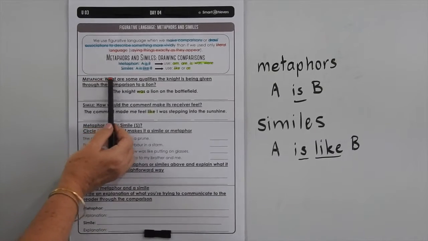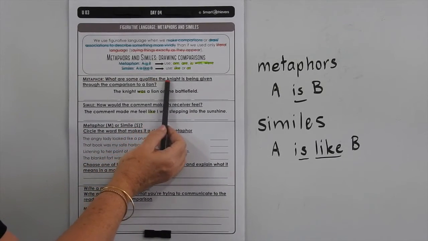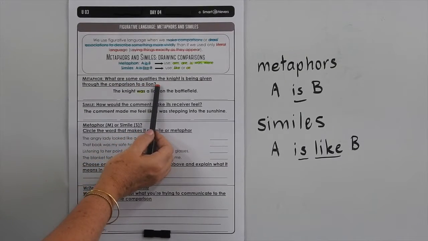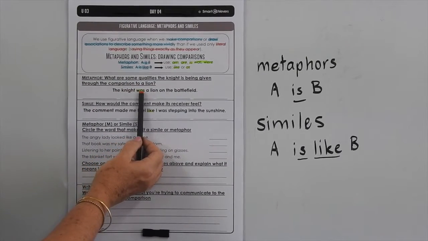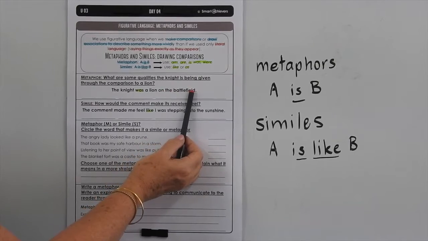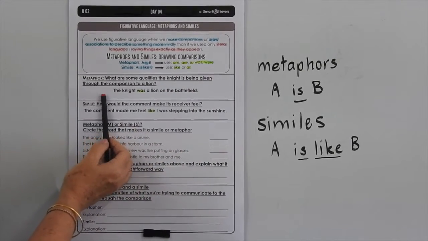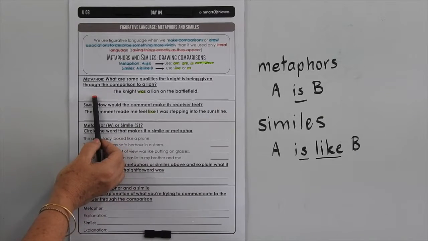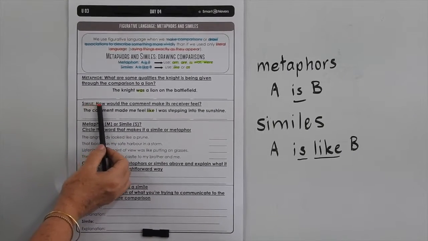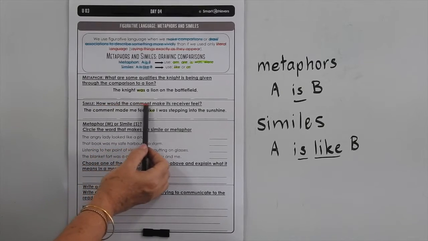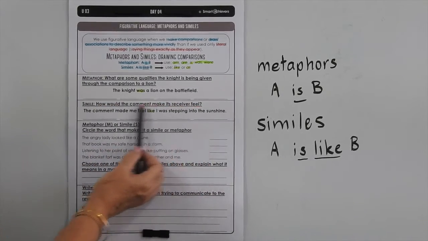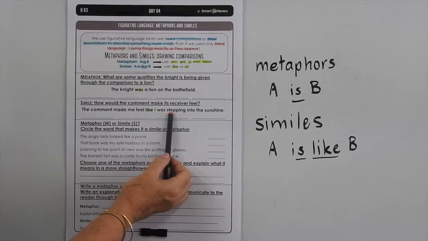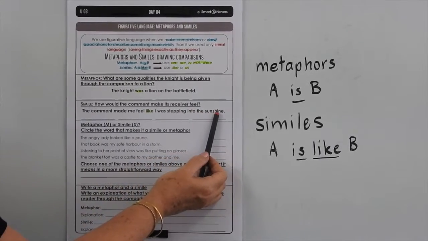So metaphor: what are some qualities the knight is being given through the comparison to a lion? The knight was a lion on the battlefield. I'll give you a hint. I can think of one of the qualities. We're saying that the knight was brave. A simile: how would the comment make its receiver feel? The comment made me feel like I was stepping into the sunshine.